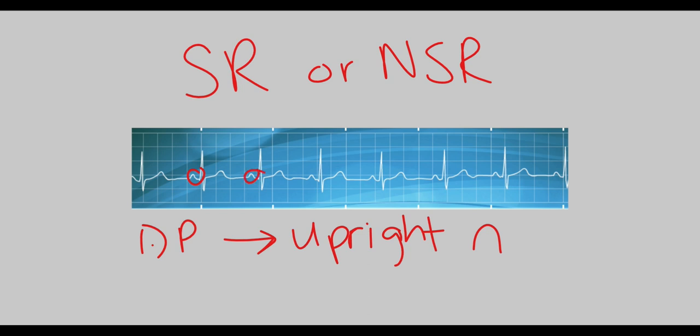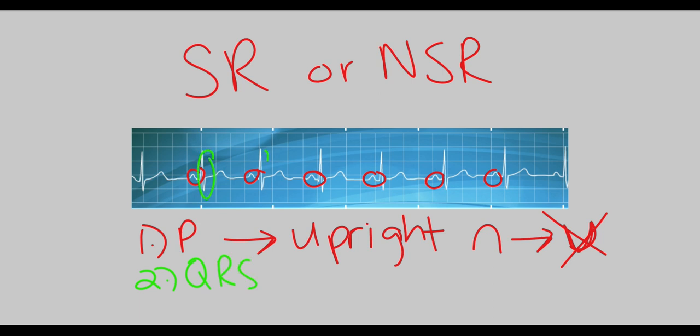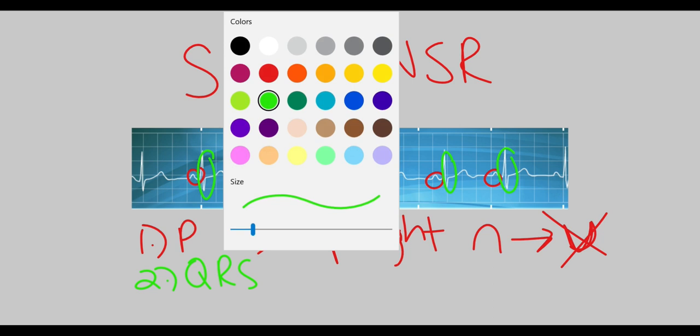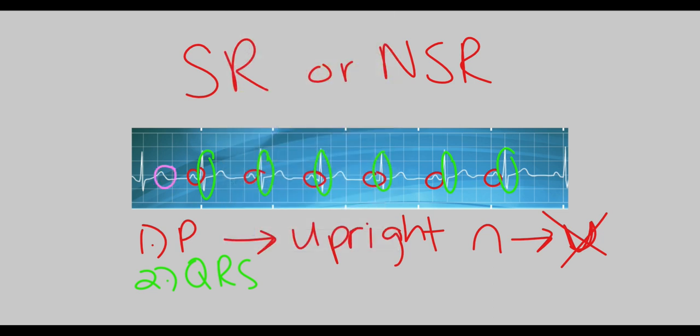If your P waves are U-shaped, that means that it's a different kind of rhythm. So it cannot be U-shaped. We're looking at all our P waves. We have it here. Okay, let's do a different one. And then we have our QRS. So this is our QRS. It's right here. We don't have anything dropping. And then we have our T wave. Let's make it pink. So we have our T wave and it's upright.